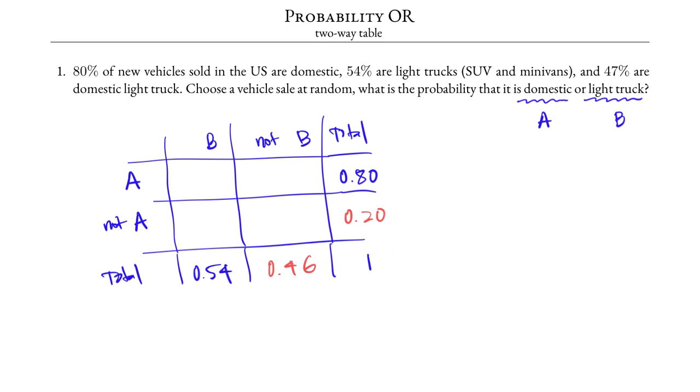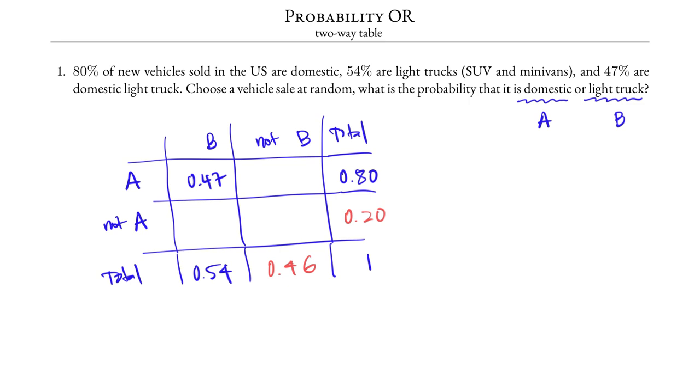Another piece of information here is that 47% are domestic light trucks. This is a combination of domestic and light truck. This is the intersection of A and B. In the two-way table, there is only one box that represents the intersection of A and B, and this is this first box here. And so 0.47 has to go there. This is again both A and B, domestic and light trucks.